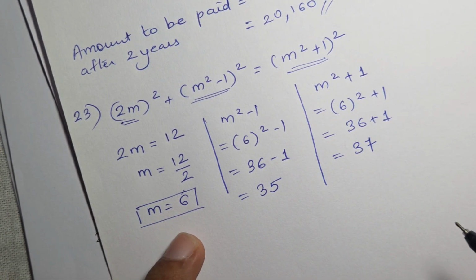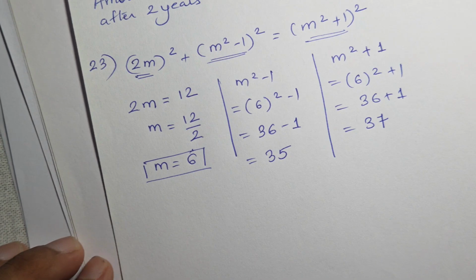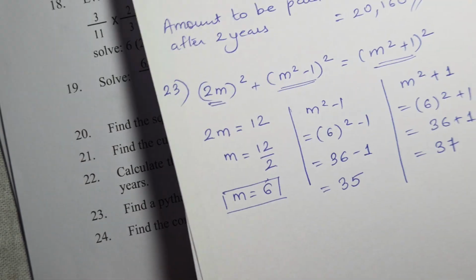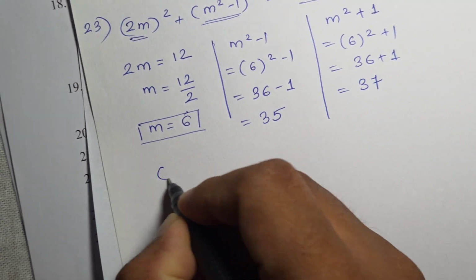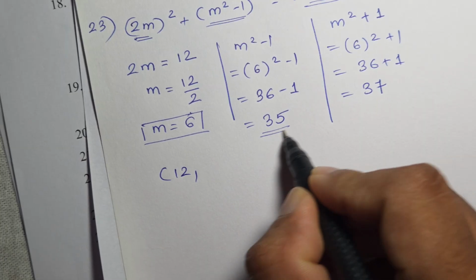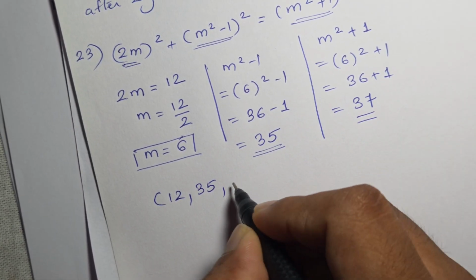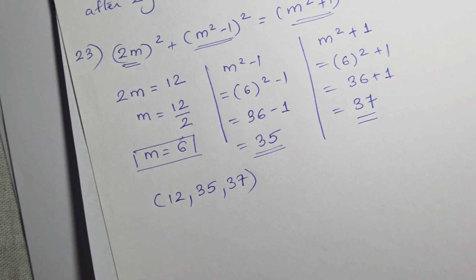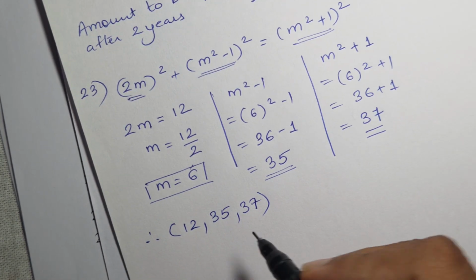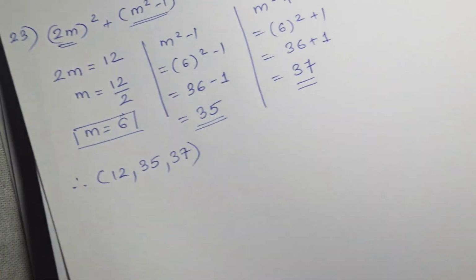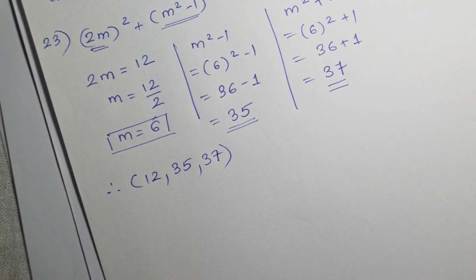Now the smallest number of the Pythagoras triplet was given to us, and that was 12. Correct? So 12 is the first number of the Pythagoras triplet, the second would be 35 and the third would be 37. So therefore 12, 35 and 37 is the Pythagoras triplet.